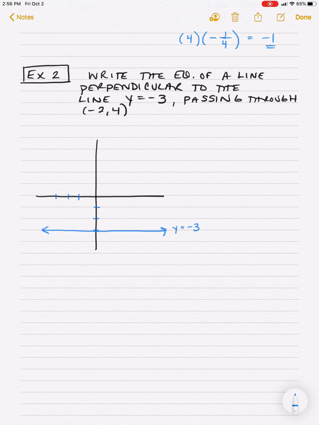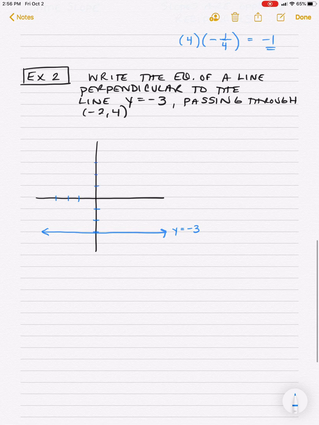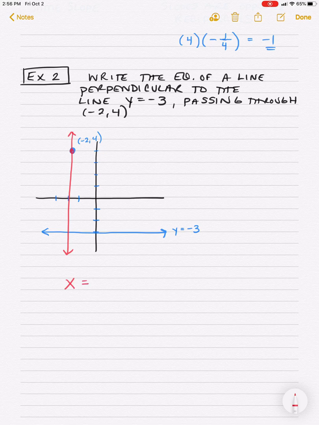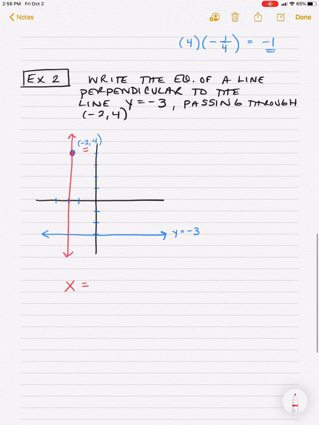Now, what's the given point? The given point is -2, 4. And this is going to be the point -2, 4. So what I'm going to do over here with the red pen is draw a line perpendicular that passes through this point. Well, the perpendicular to a horizontal line is going to be a vertical line. And so the equation of this is going to be x equals, because that's what we talked about before. Vertical lines are always x equals. What does x equal? Well, it depends. What point does it pass through on the x-axis? And it passes through -2.